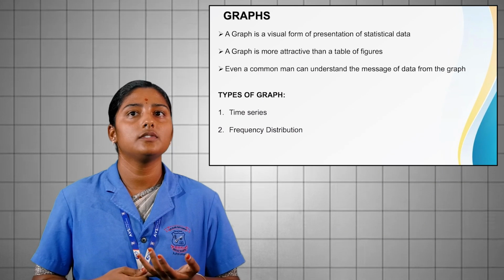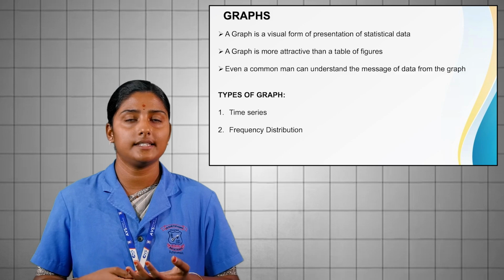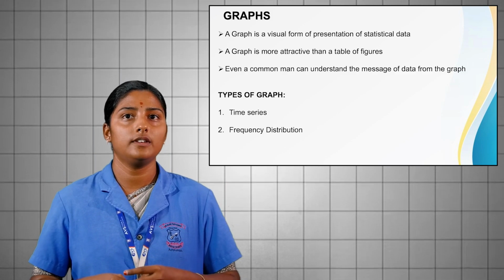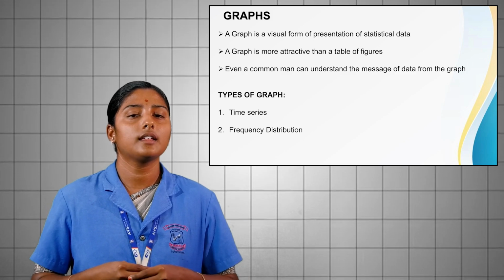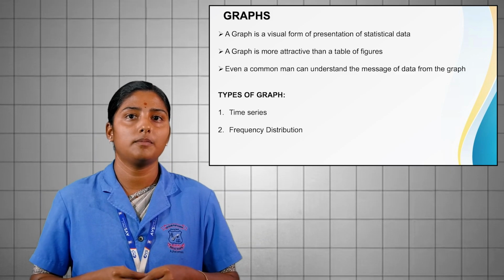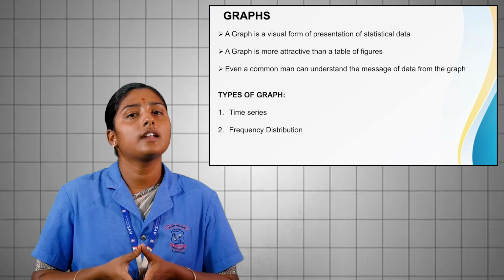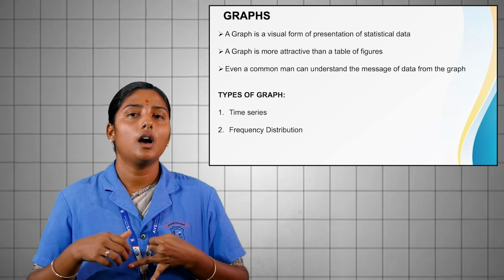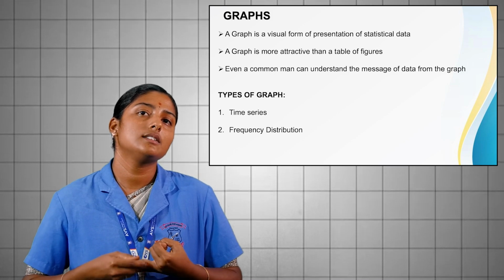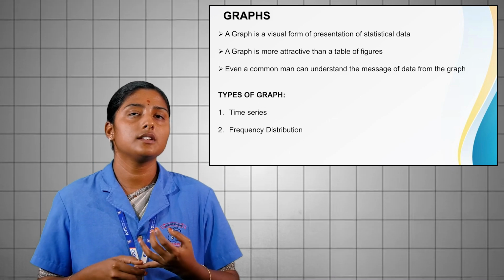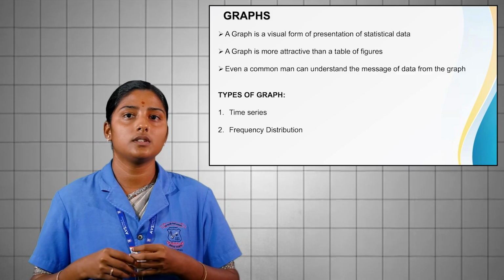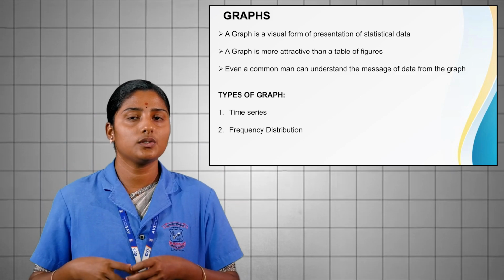Graphs. A graph is a visual form of presentation of statistical data. A graph is more attractive than a table of figures. Even a common man can understand the message of the data from the graph. There are two types of graphs: time series and frequency distribution. Time series is used in industries. Frequency distribution is also used in industry, institutions, etc.